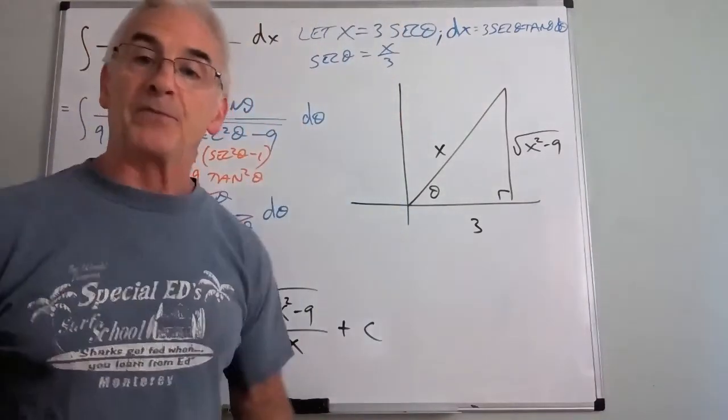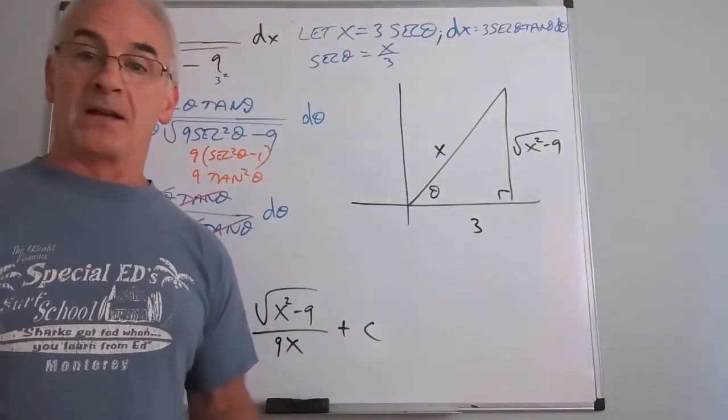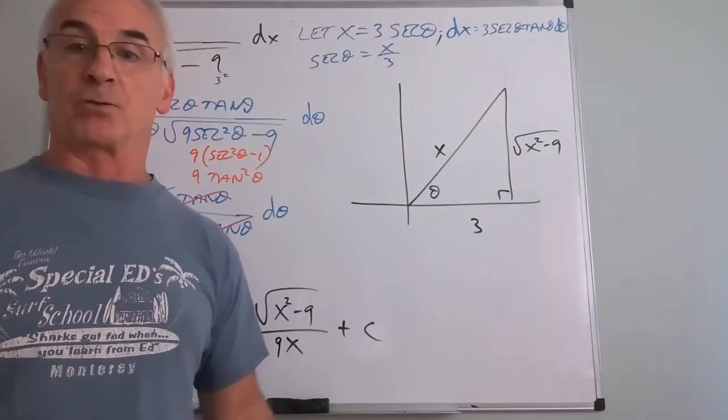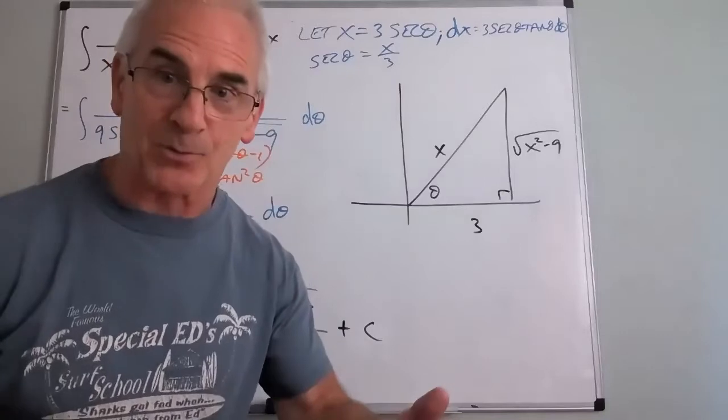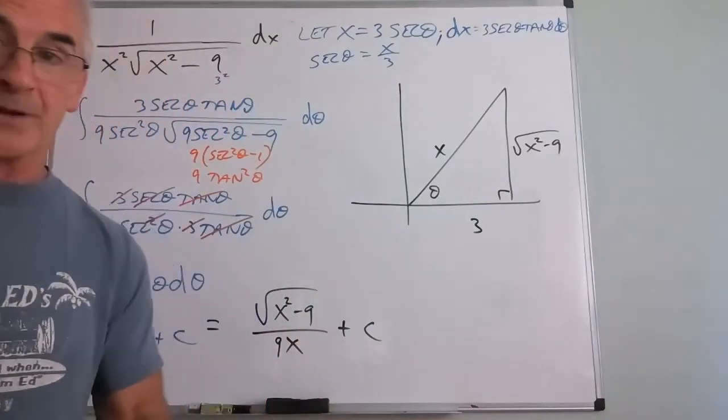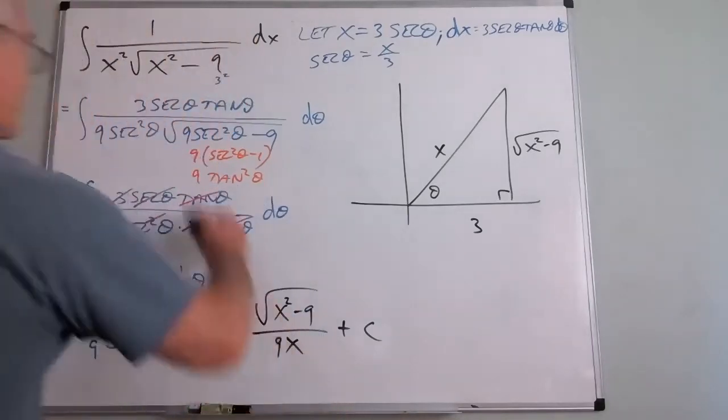So there's only 3 forms again: a squared minus x squared, a squared plus x squared, and x squared minus a squared. Those are the only 3. Now, a squared plus x squared and x squared plus a squared are the exact same thing. That's why we don't have a 4th form, because sums are commutative.